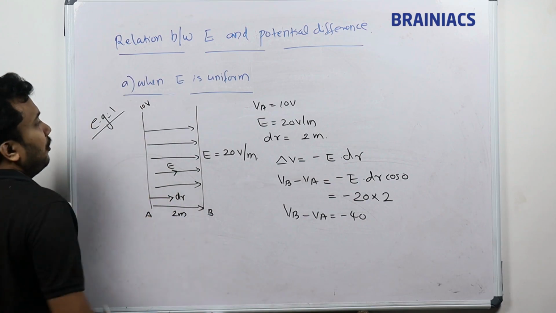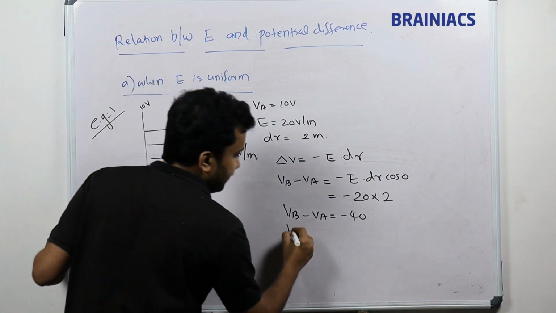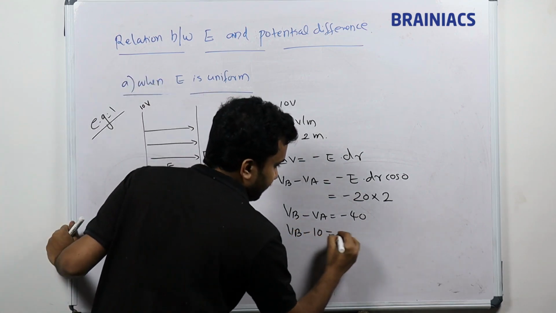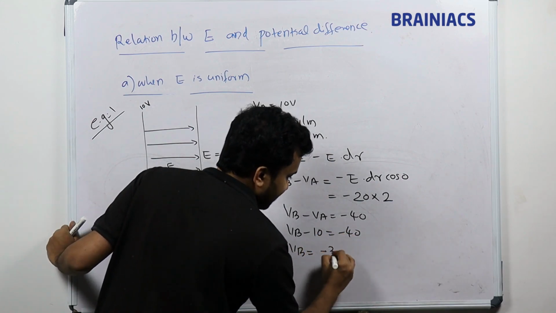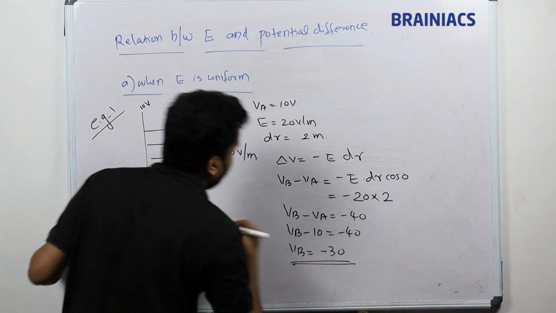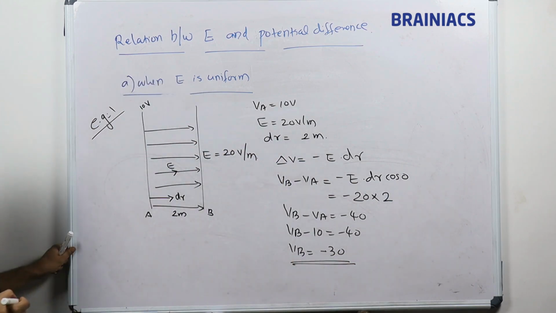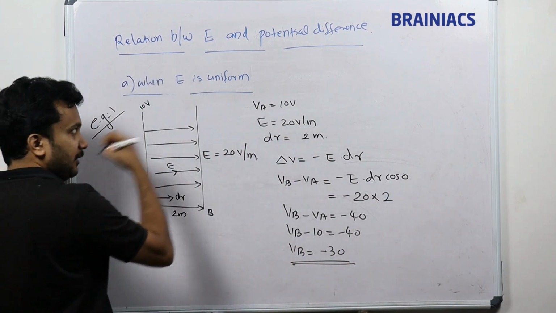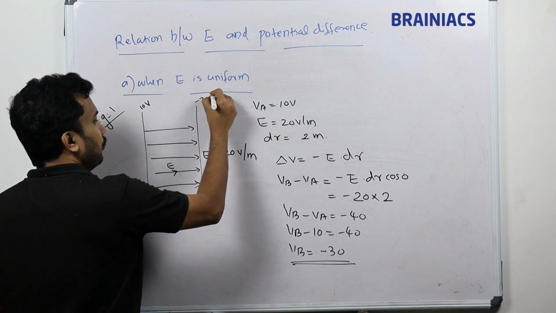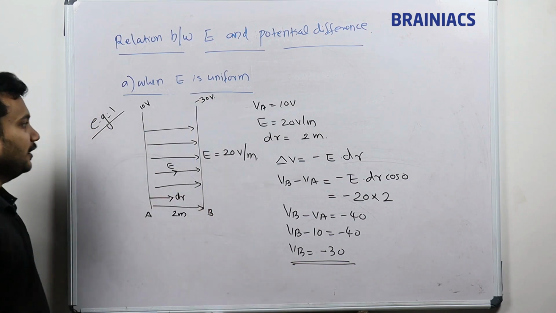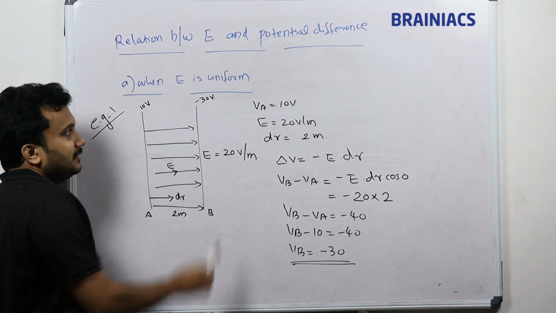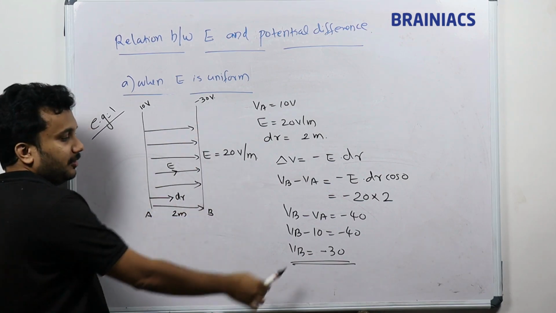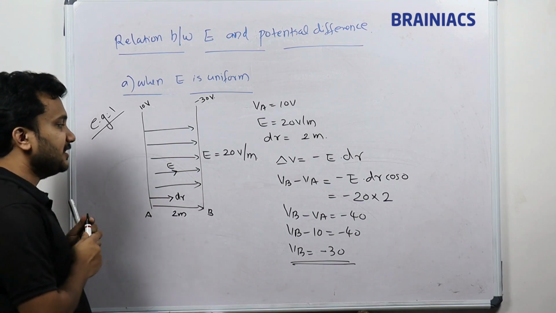What is the value of VA? VA is 10. So VB minus 10 equals minus 40 and VB will be equal to minus 30. So the value of VB will be equal to minus 30 volt. Now if you see here, this is 10 volt. This is minus 30 volt. So we got the answer: potential at B is equal to minus 30 volt.